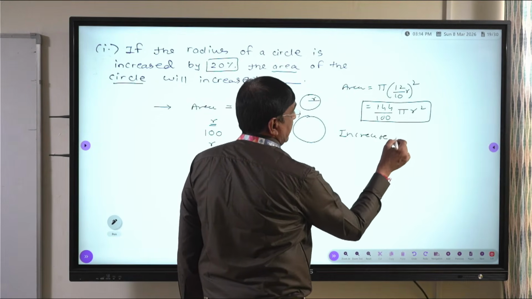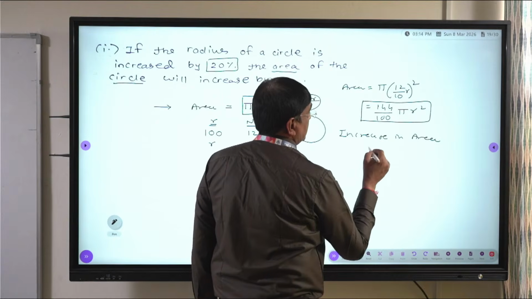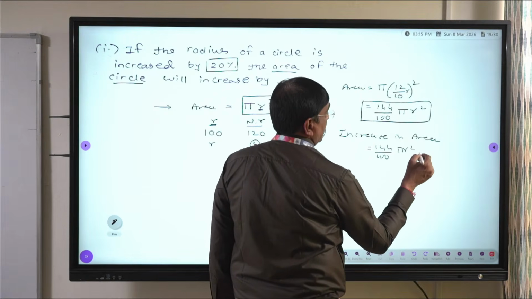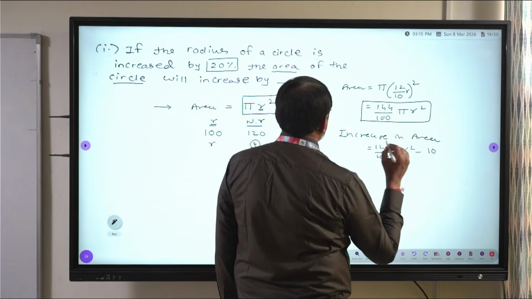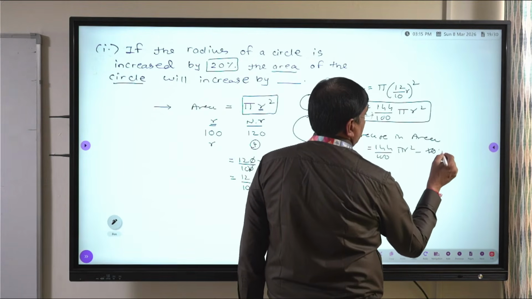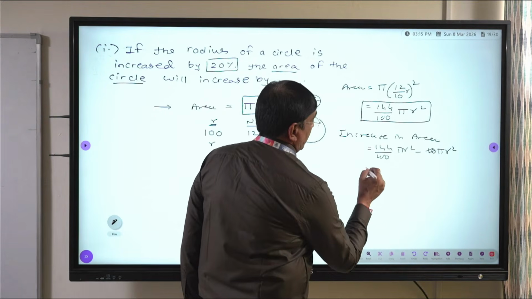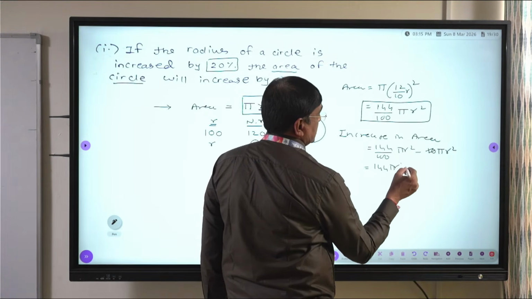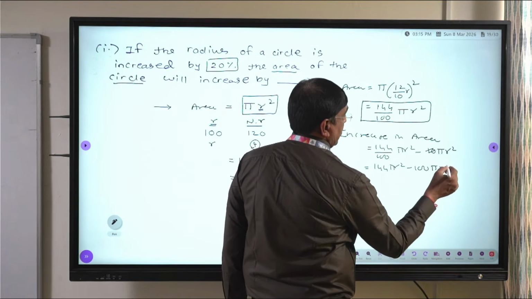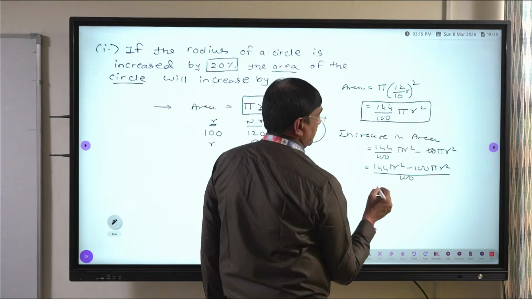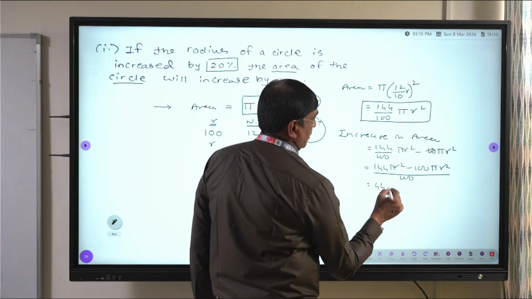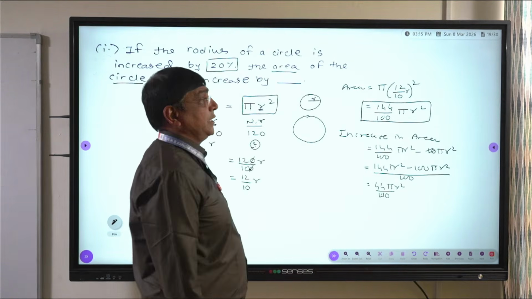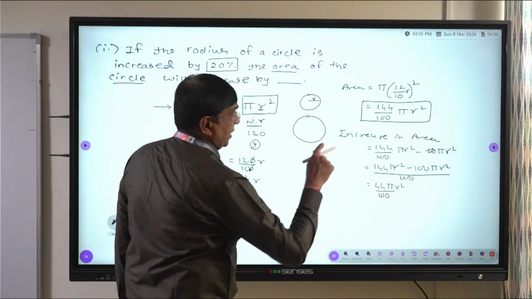So how much is the increase? Increase in area is 144 by 100 pi r square minus pi r square. Taking LCM 100, it is 144 pi r square minus 100 pi r square upon 100. So we get 44 pi r square by 100. That is the increase in area.